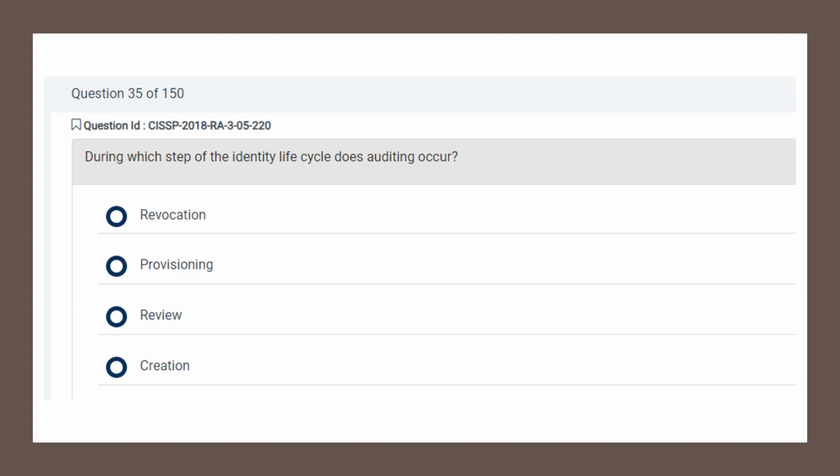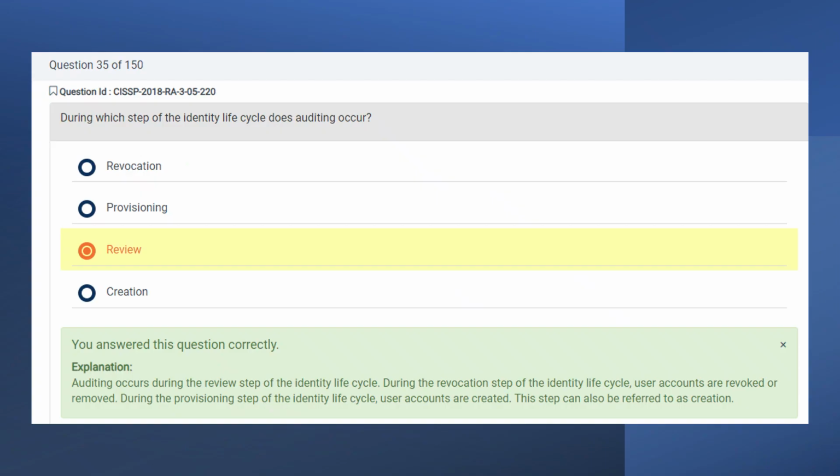Question 35. During which step of the identity life cycle does auditing occur? Auditing occurs during the review step of the identity life cycle. During the revocation step of the identity life cycle, user accounts are revoked or removed. During the provisioning step of the identity life cycle, user accounts are created. This step can also be referred to as creation.